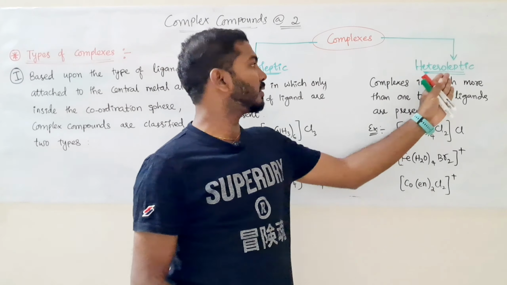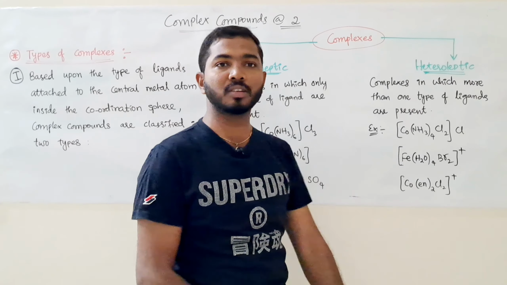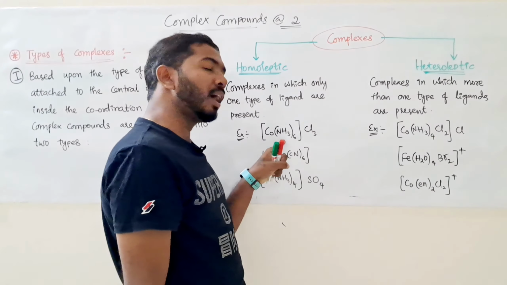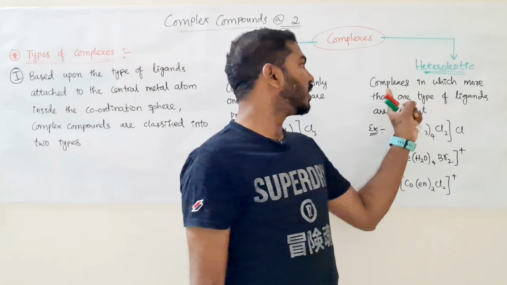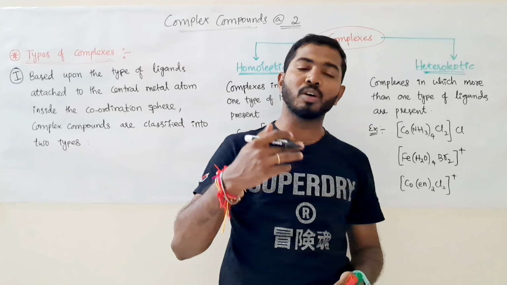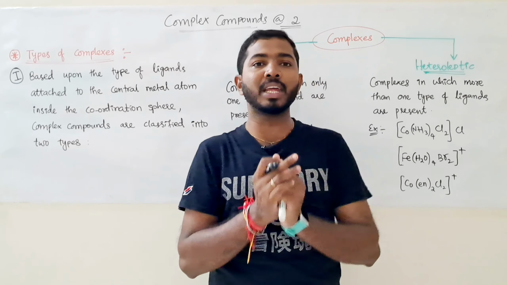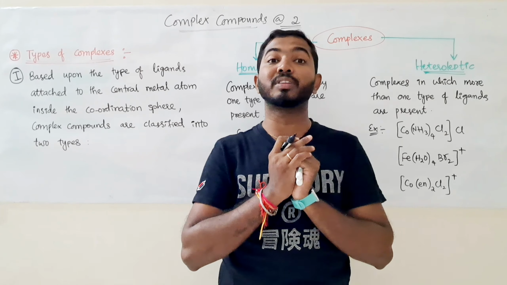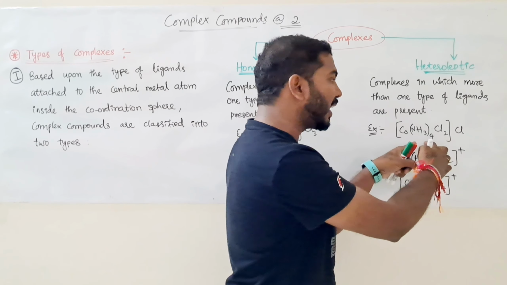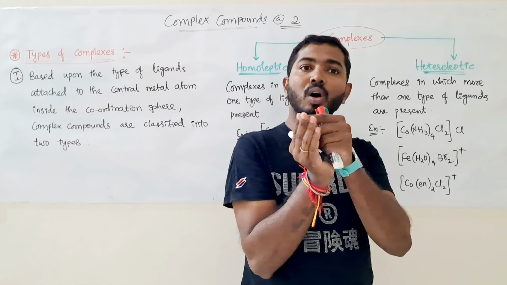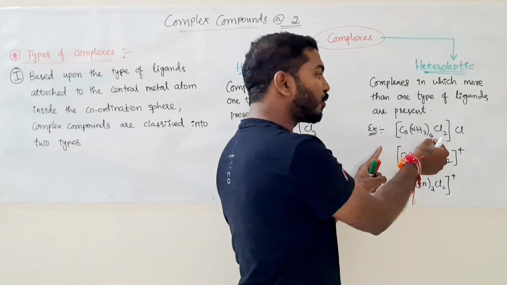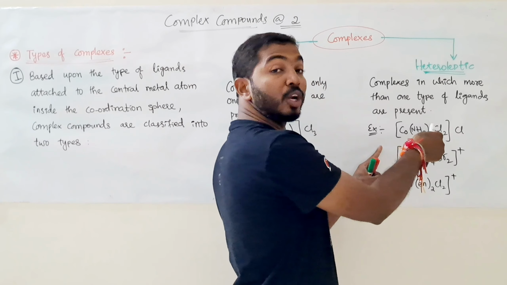The next type of complexes are heteroleptic complexes, which are quite opposite to homoleptic. Here the complexes are those in which more than one type of ligands are present. So we can have 3, or 4, 5, 6, any number, but all of them must not be of the same type. So if you see the coordination number, the total number of ligands is 6, but 2 are of one type and 4 are of another type. So we have here 4 ammine ligands and 2 chlorido ligands.